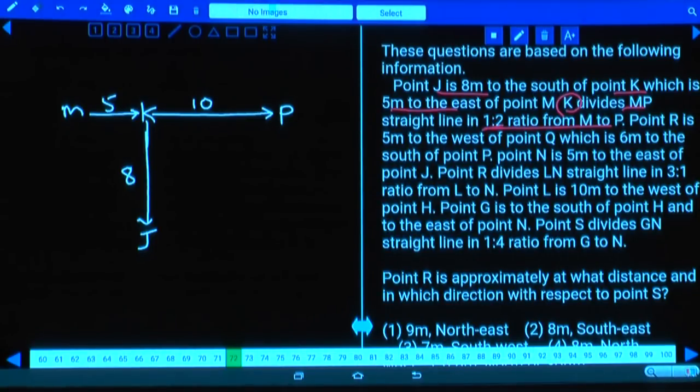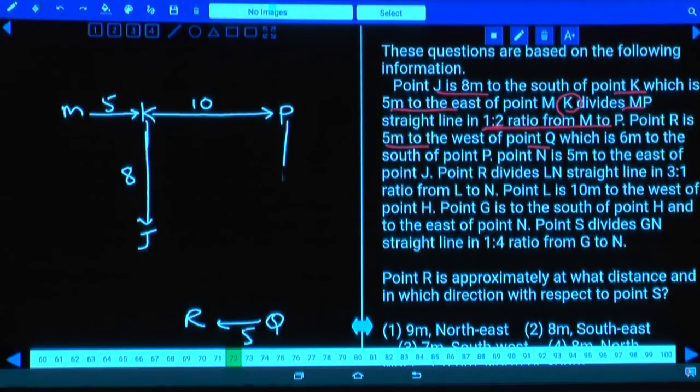Point R is 5 meters to the west of Q. As of now, there is no information about this one. And Q is 6 meters to the south of P. P is here and Q is 6 meters below. What is the other information here? R is 5 meters to the west of Q.